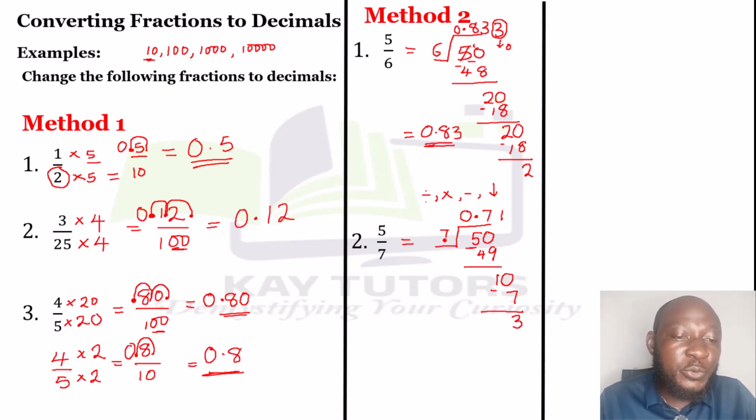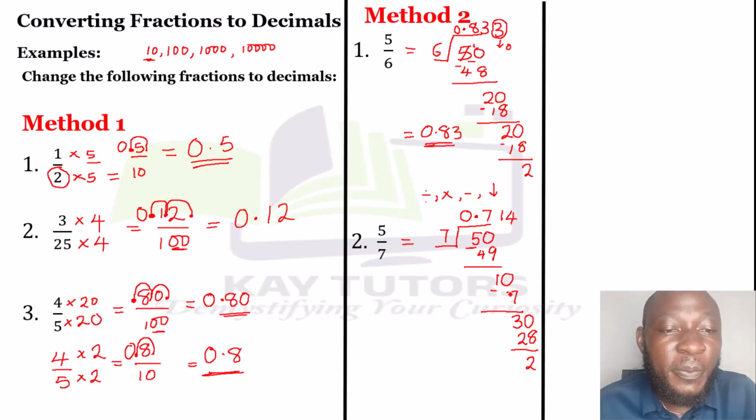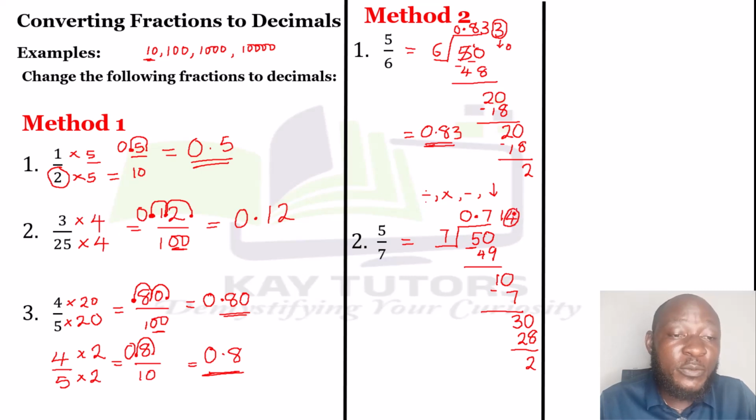Now, 7 into 3 is not possible. So, since I have my decimal point here, I'll just write another 0 here. 7 into 30 is 4. 4 times 7 is 28. So I'll keep getting remainders like this. So I'll choose to stop here. Again, I'll round to the nearest 2 decimal places. 4 here is not up to 5. So I'll round down to 0 and I'll add my 0 to 1. So what will be my final answer here? 0.71. That's my final answer to the nearest 2 decimal places.